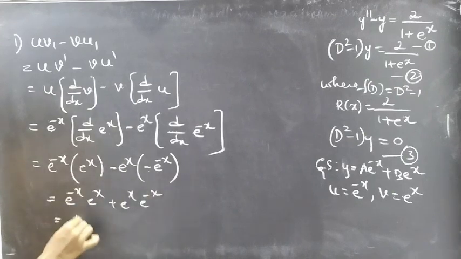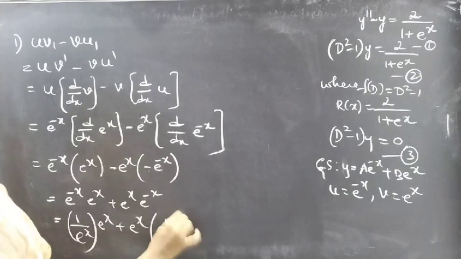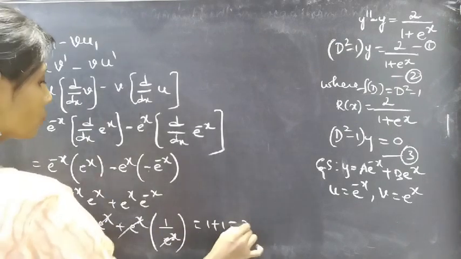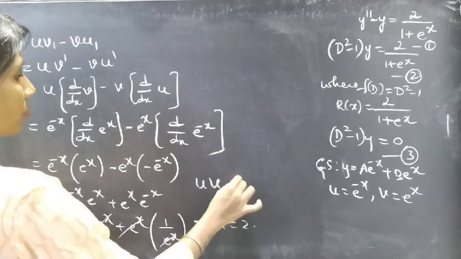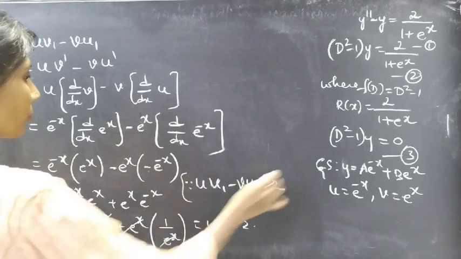We can write e power minus x as 1 by e power x. Here also we'll write e power minus x as 1 by e power x. e power x gets cancelled and we'll get 1 plus 1, which is equal to 2. Therefore uv1 minus vu1 equals 2, which is non-zero.